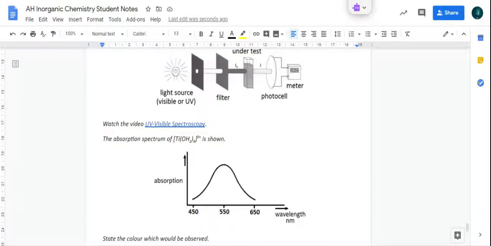There's a video for you to watch that shows you how UV spectroscopy works. Can you please pause this video now and go and watch the UV visible spectroscopy video?